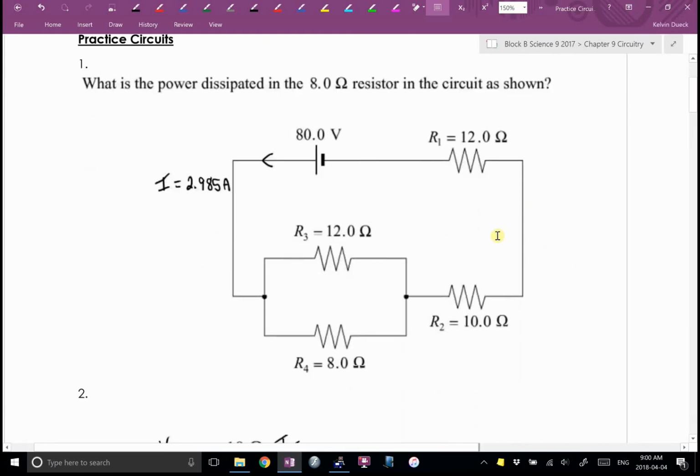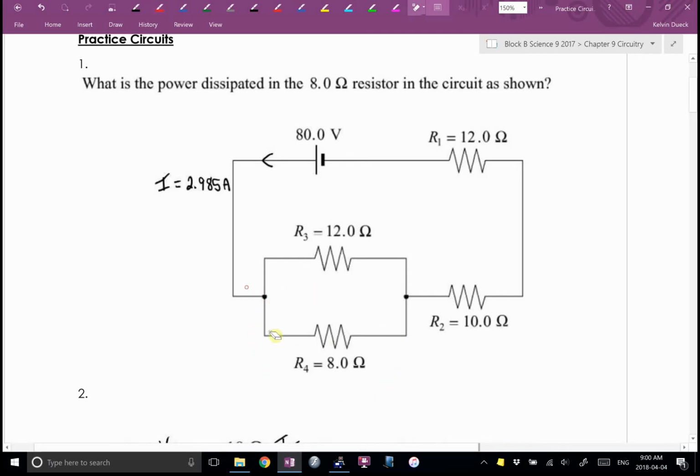So let's do one together. What's number 1 asking me to find? What is the power in which resistor in the circuit? It wants us to find the power down there. Okay? I think to do that, we're going to have to find everything.